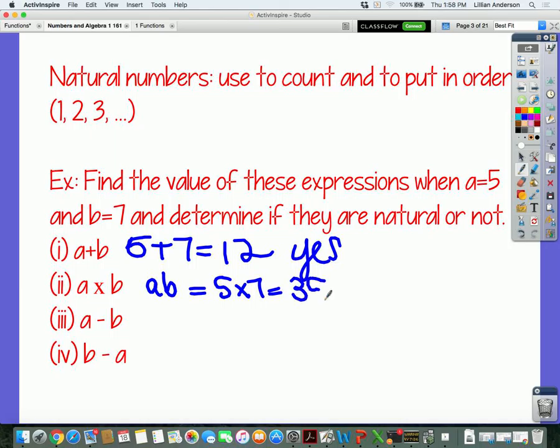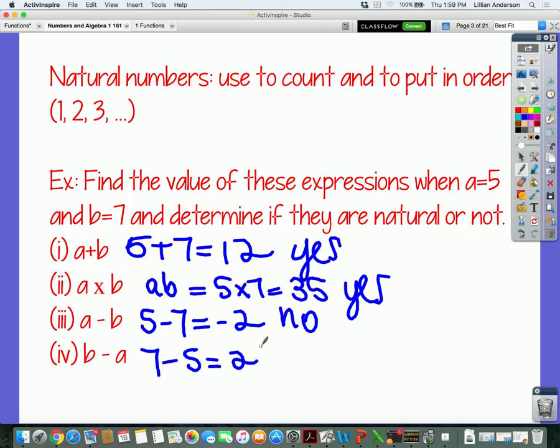35. Is that a natural number? Yes, it is. Okay, so far so good. All right, a minus b is going to be what? Is that a natural number? No, it's not. Why? Because it's negative, and natural numbers are only your positive numbers. And then b minus a is going to be what number? 2. Natural? Yes, it is. You guys got that, yeah?